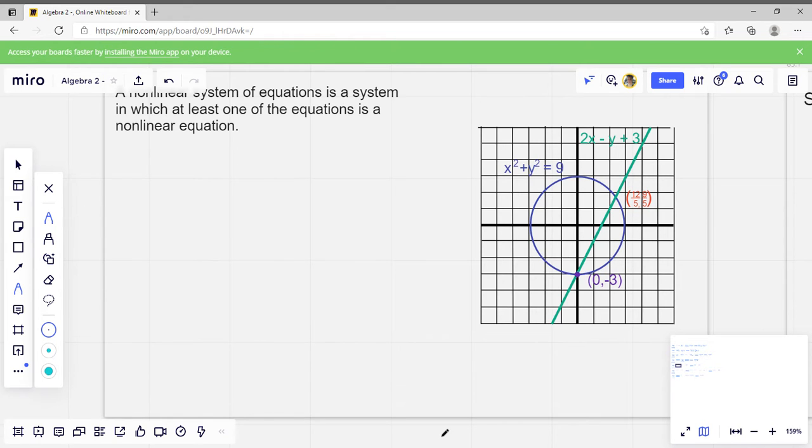So right here, we've got 2x minus y equals 3, this straight line. That's a linear equation. That makes that line. Then we've got x squared plus y squared equals 9, and that's this circle. And the places where they touch are (0, -3) and (12/5, 9/5).